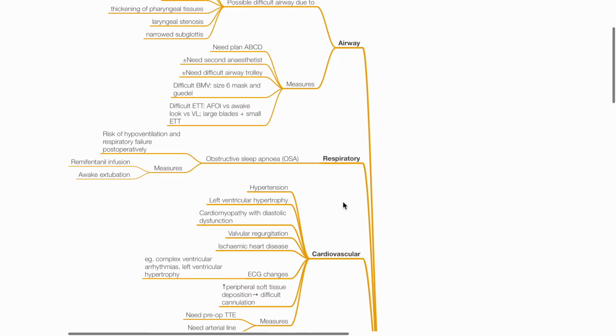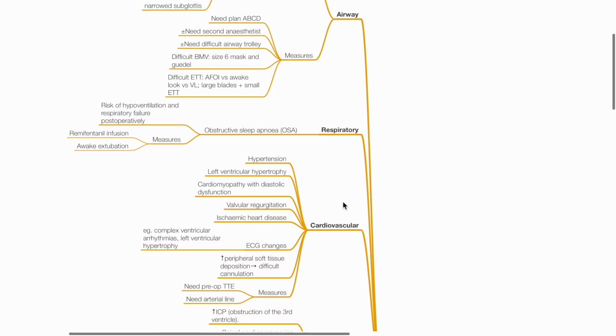Respiratory. Patients with acromegaly are prone to have OSA. There is risk of hypoventilation and respiratory failure post-operatively. Remifentanil infusion and awake extubation are beneficial.